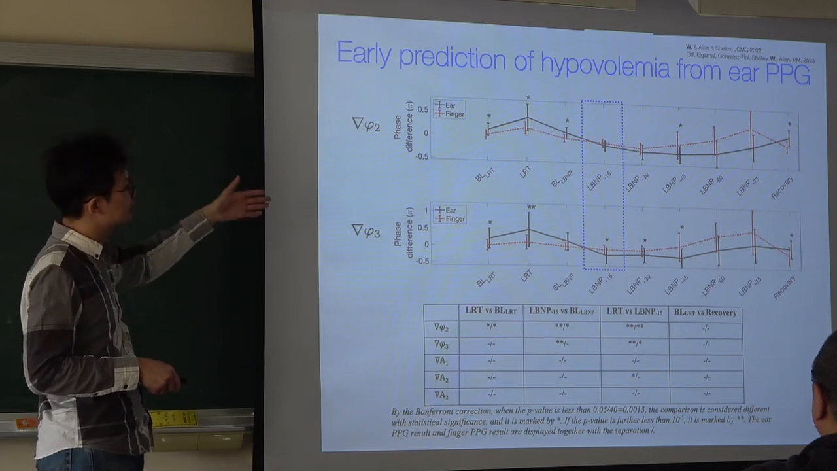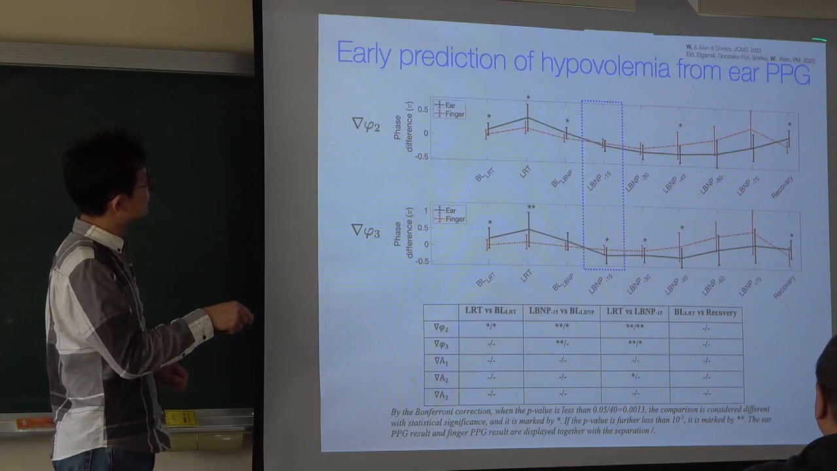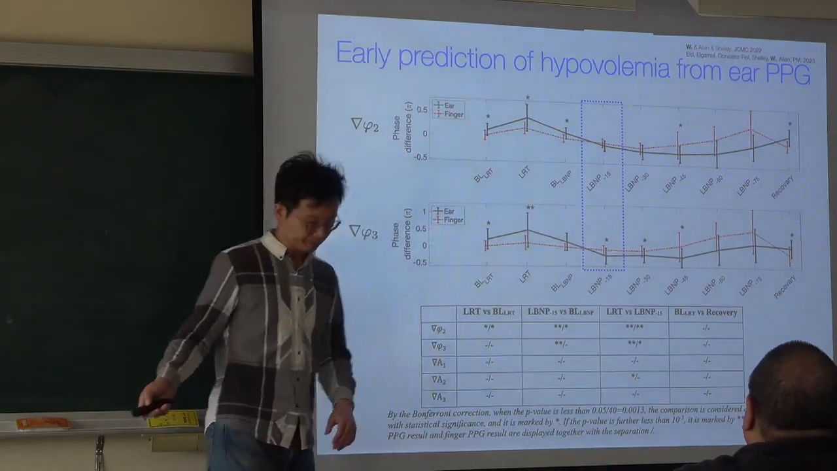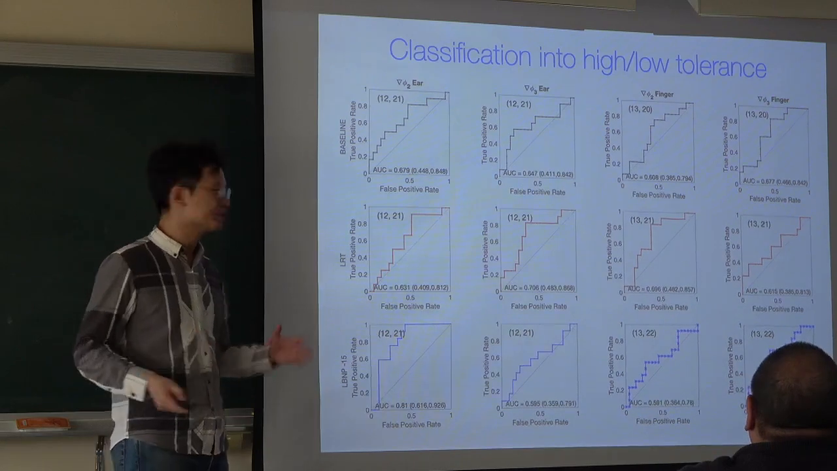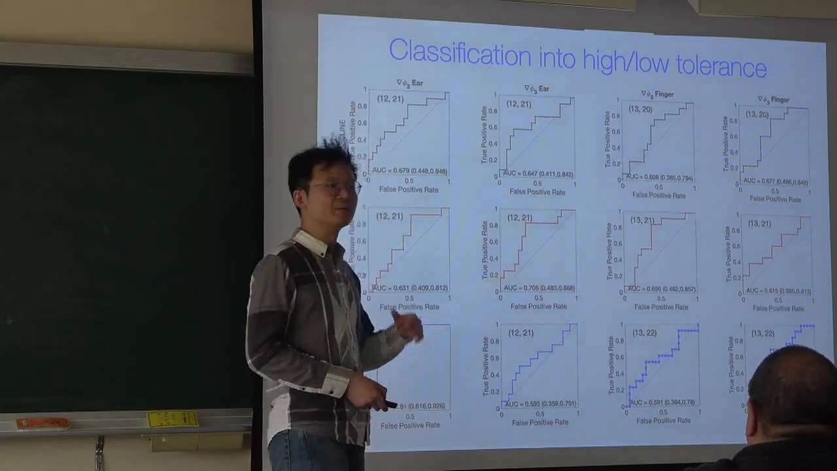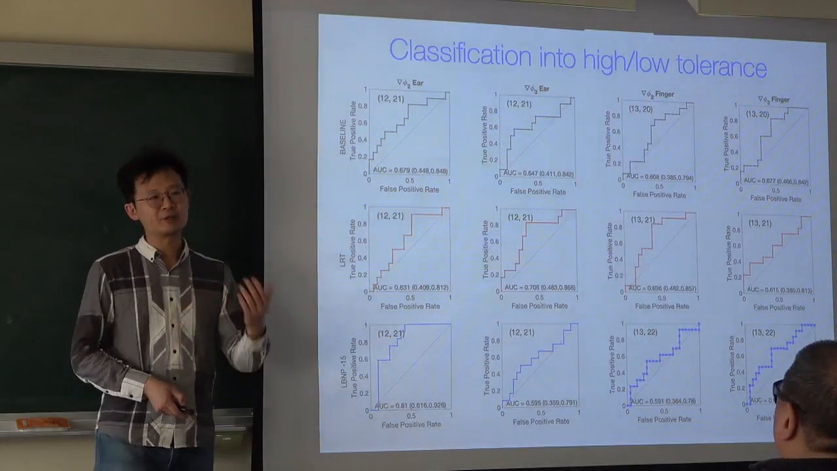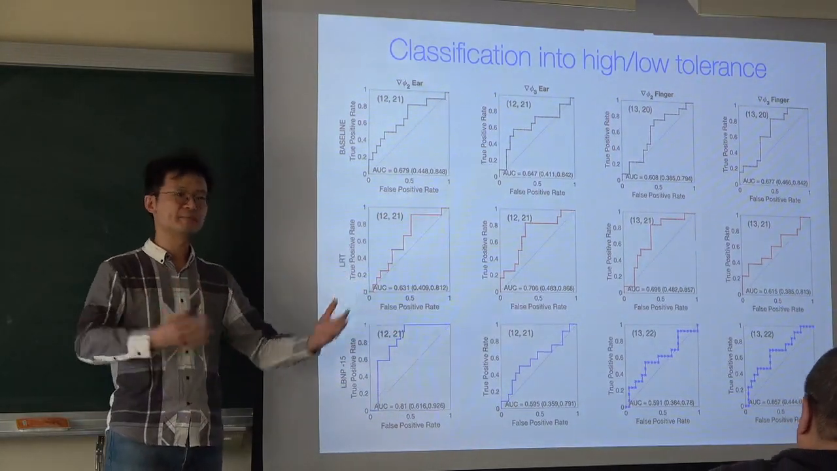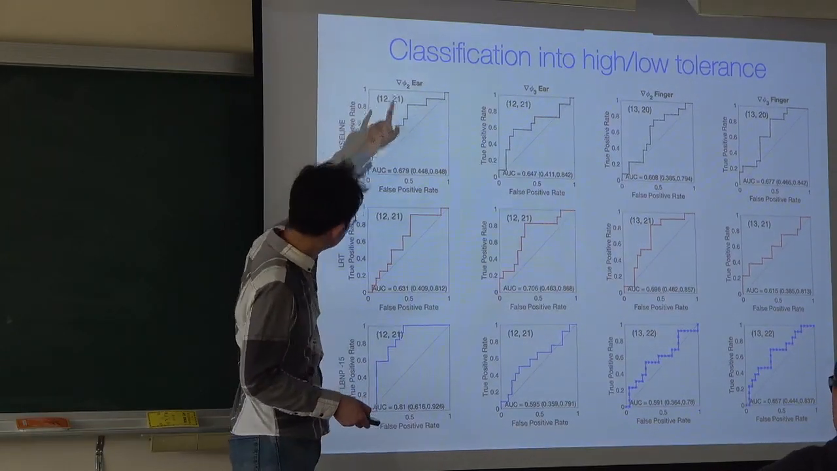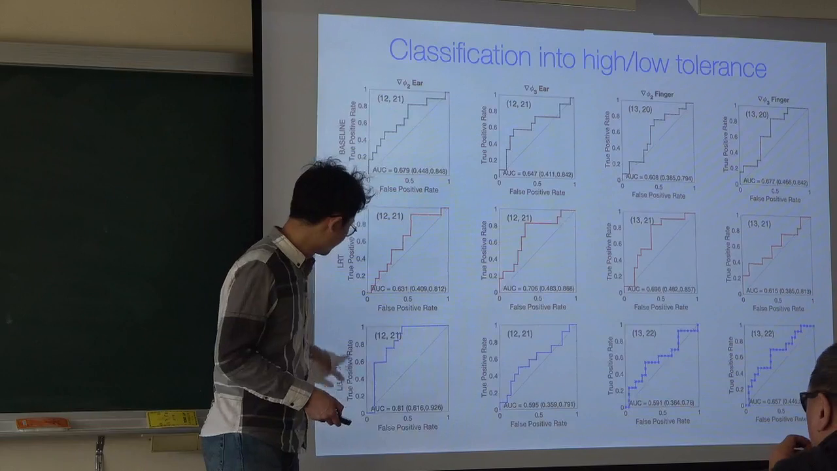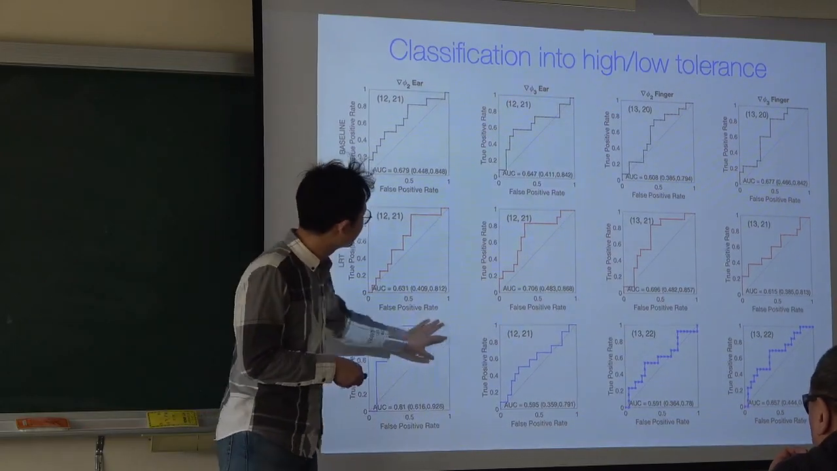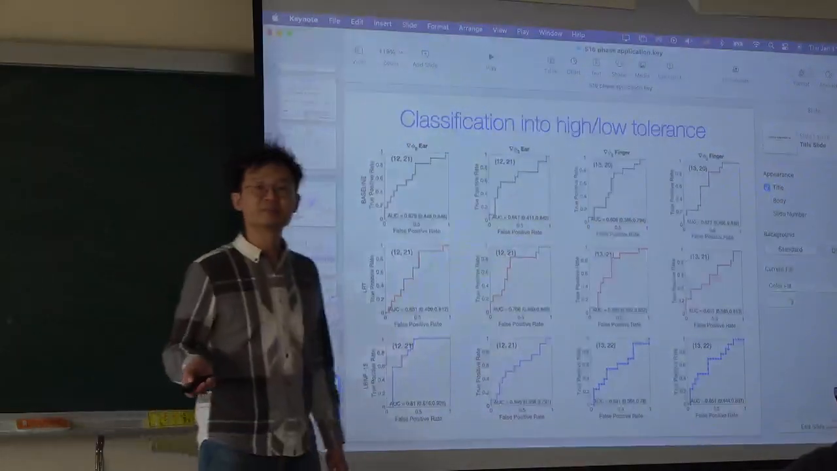But this is more clinical, so I'll just show you the results. It says that using ear PPG, we can predict hypovolemia early. That is the clinical result, and that is a classification. We can use those indices to predict whether a patient can tolerate more or less blood loss. And the application is obvious, right? In the battlefield, you want to have some kind of working blood bank. It tells you that you can really predict this kind of tolerance from ear PPG in the very early stages. You can get a very nice ROC. That is it for this session. Thank you very much.